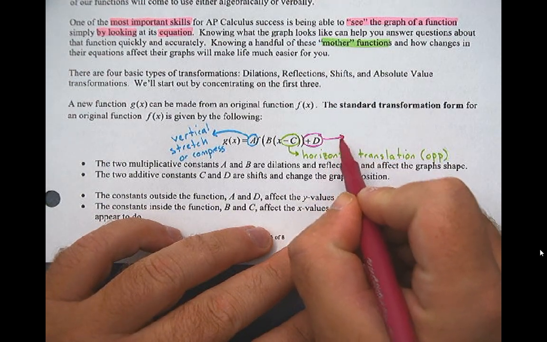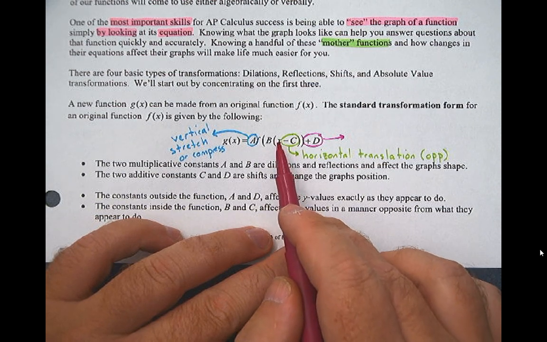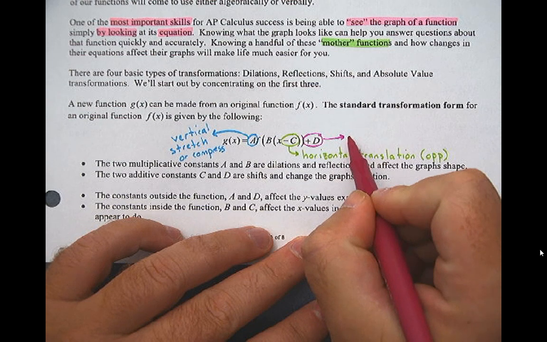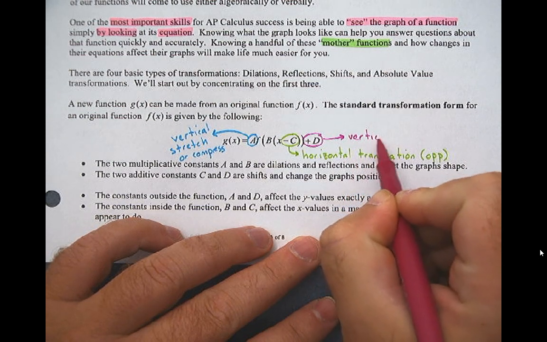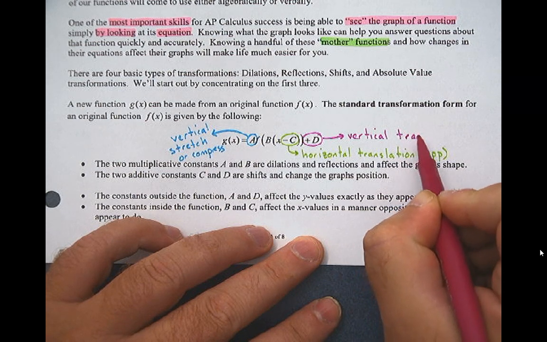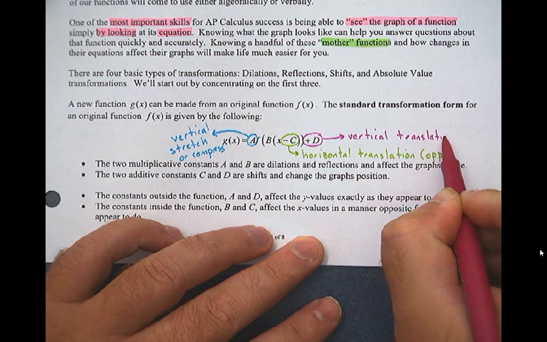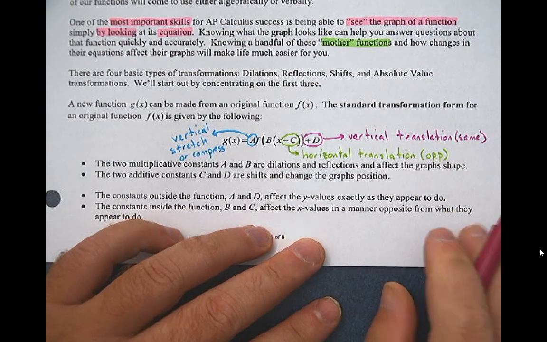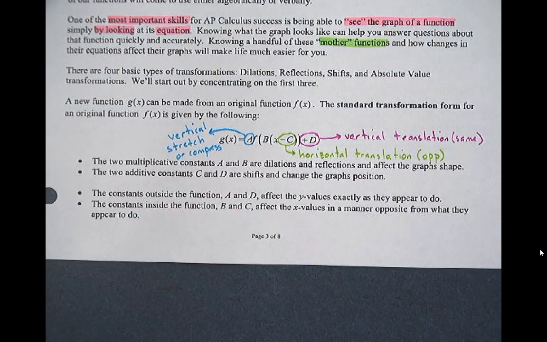This is not connected to X, therefore it must be connected to Y, and therefore it means it's going to do a vertical translation. And remember, this does the same as what it says. So if there's a +3 at the end, it'd move my picture up 3, my graph up 3. If it said -2, then it would move my graph down 2.